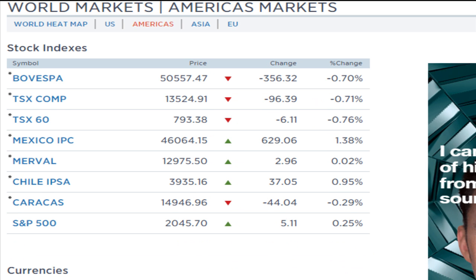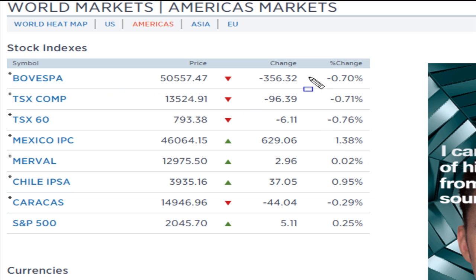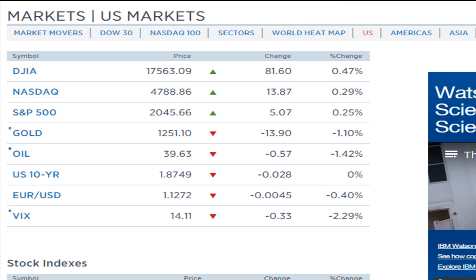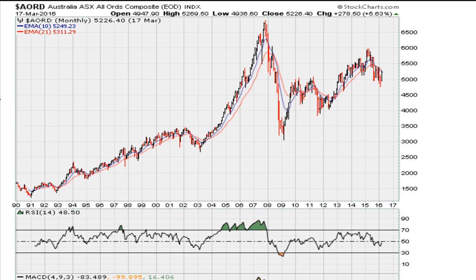With about 2.5 hours to go, we can see that the Brazilian market is down, and so is the Canadian market, down 0.7%. And here, US markets with about 2.5 hours to go: Dow is up 0.47, Nasdaq up 0.29, S&P 500 up 0.25, gold and crude oil are down about 1%. So let's take a look at world markets.